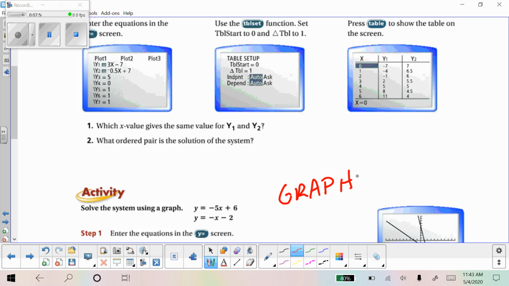And I think I'm going to end the video right here and just make a separate video for this, so that you'll have something you can go back to if you forget how to graph it.